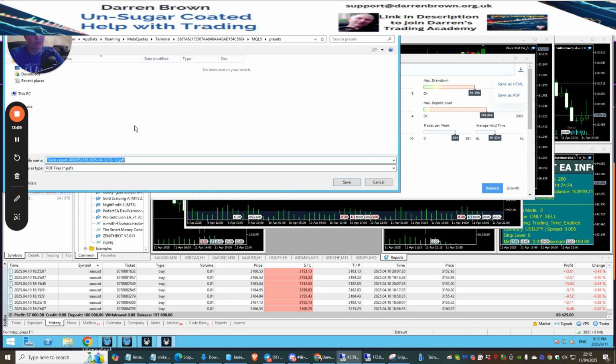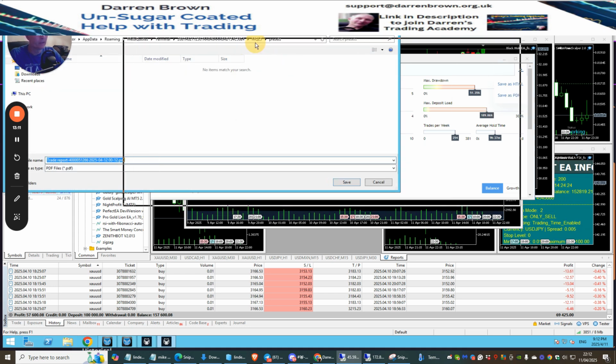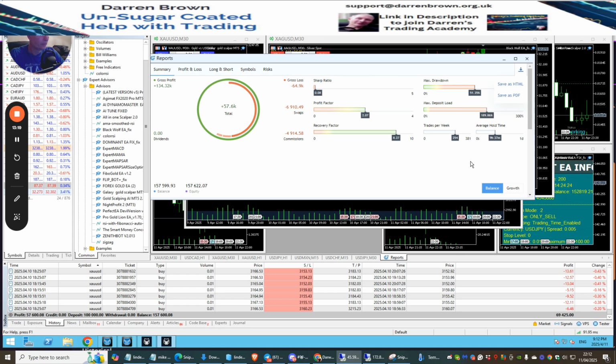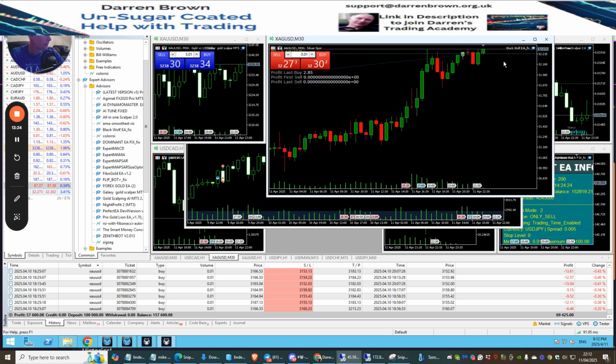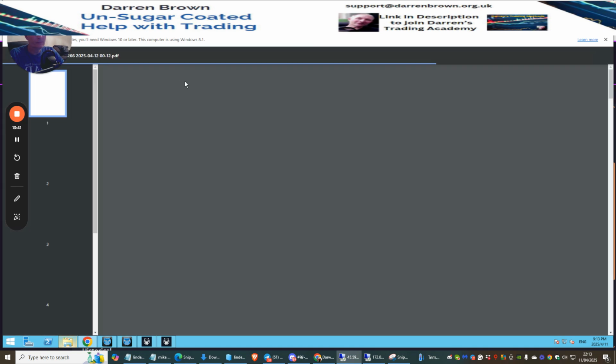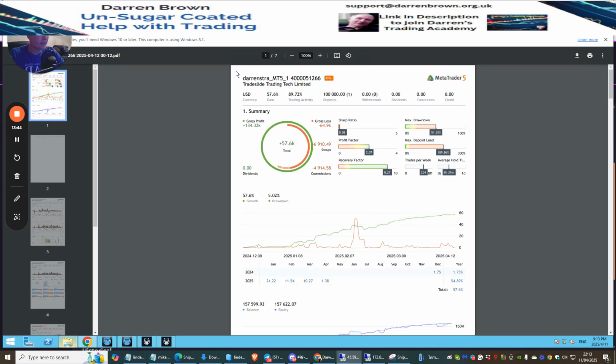Now, if we want to download, you just click on this button here, like so, and you save as PDF. It's going to open up a box like so, and what you want to do is click download and now click save, and now we close this. Okay, and then if we go into here, there's the report. So what we do now is we just double click on this. It should open it up. There we go, and this is your report.